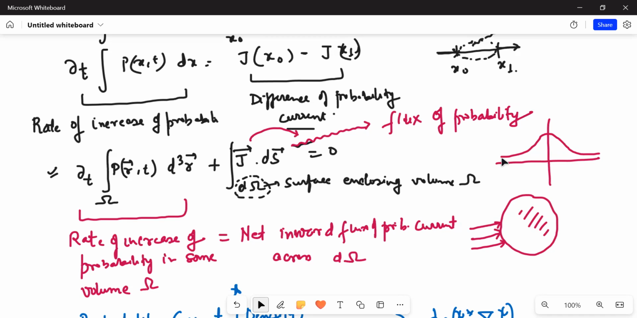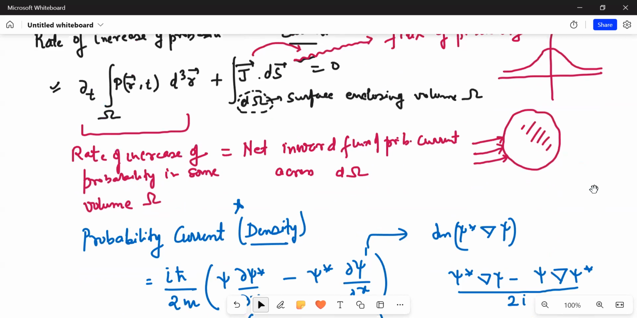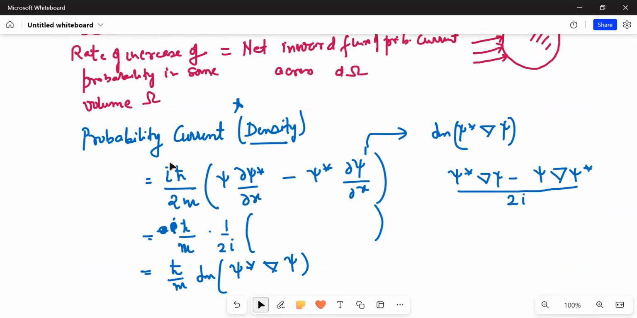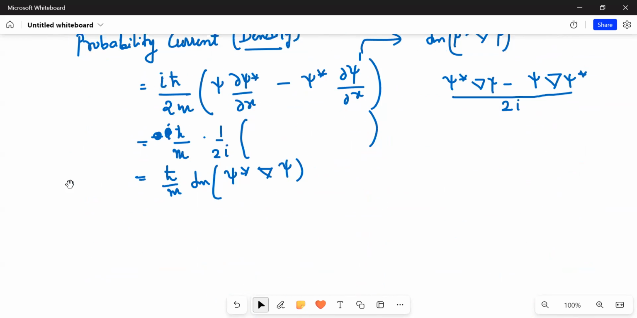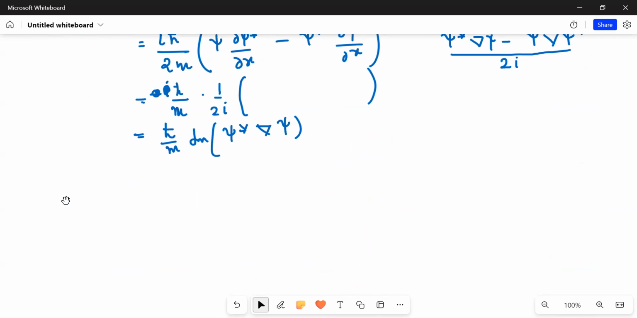So understand that since the total probability is a constant, probability increasing in some region implies probability decreasing in some other region. So basically, this is how your law of conservation of probability works. And from this, we get this. Now let us take some examples.